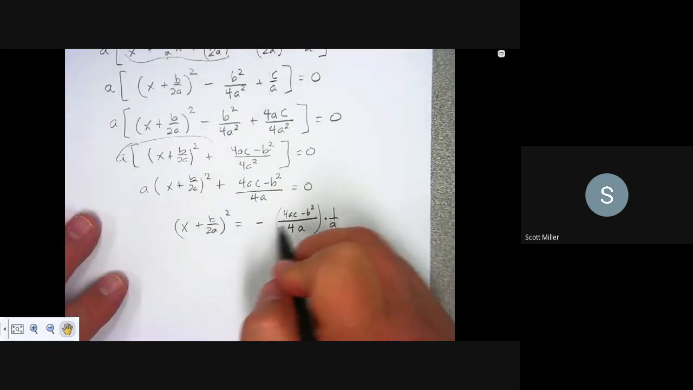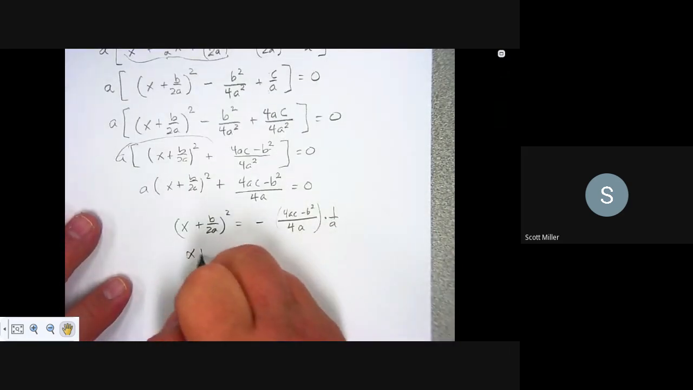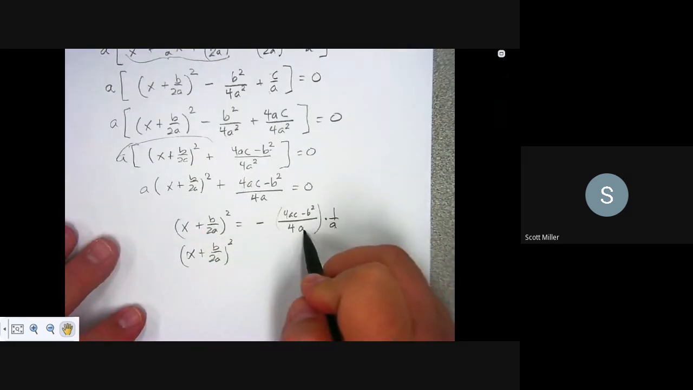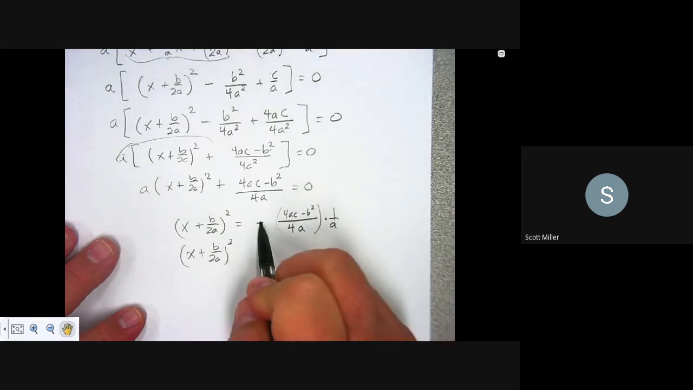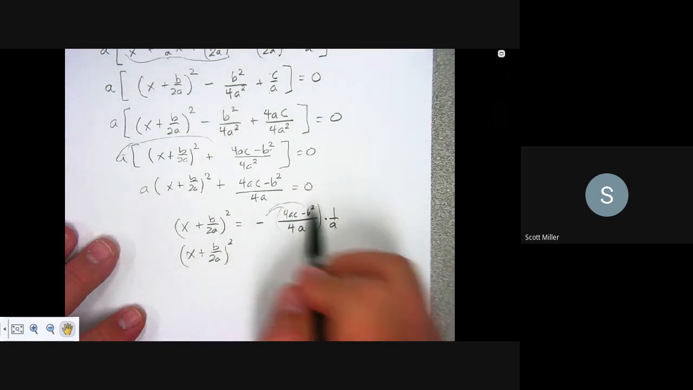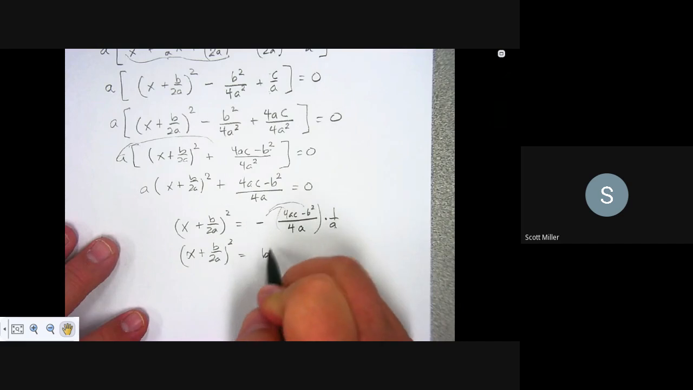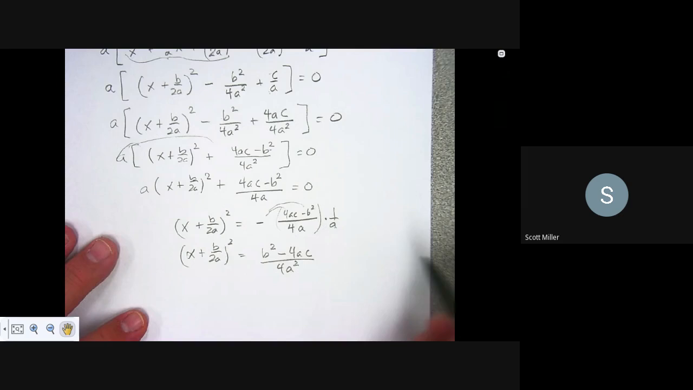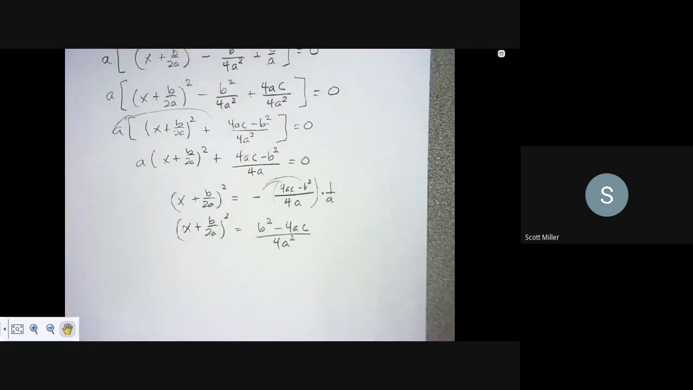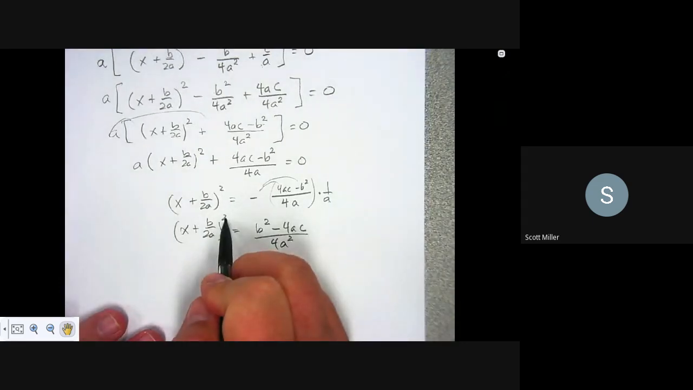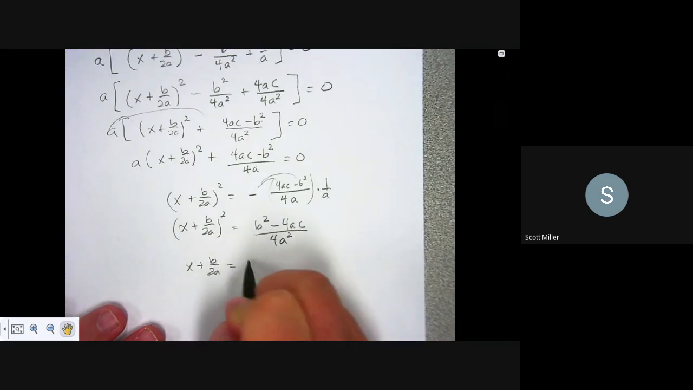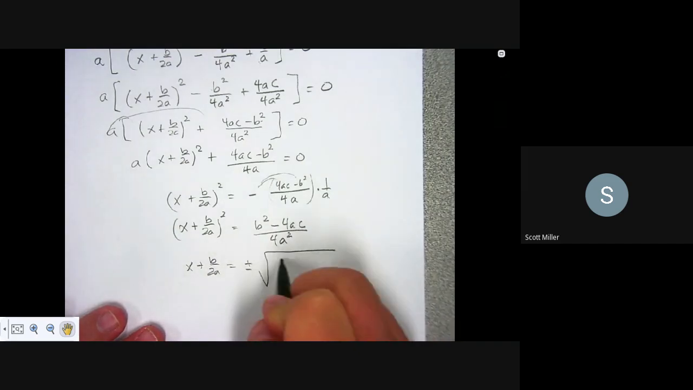So I'm going to show you how things are going to be moved around. This stays the same. So I have this a, so it's just going to make an a squared on the bottom. This negative sign is going to distribute throughout the top. And I end up with b squared minus 4ac on top, and then a 4a squared on the bottom. So that's where I'm at now. Undo the squared by taking the square root of both sides. And so now I have x plus b over 2a equals plus or minus the square root of all this.